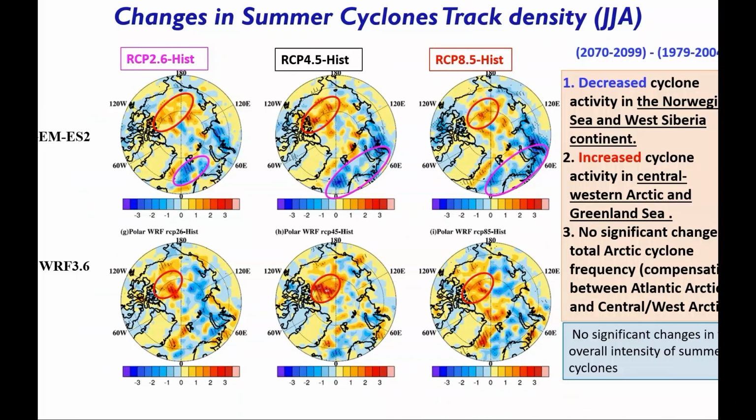However, the responses of summer cyclones are not very robust in both frequency and intensity. This slide shows the changes in cyclone frequency between the historical and 3 RCPs from the results of the HadGEM model and Polar WRF. We can see there is an increase of cyclone frequency over the western Central Arctic and Greenland Sea, and a decrease over the Norwegian Sea and the Western Siberian continent, in the 3 RCP scenarios. There are no significant changes in the intensity of summer cyclones in both model simulations.